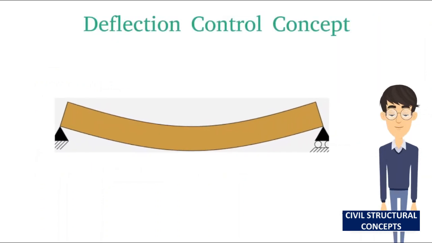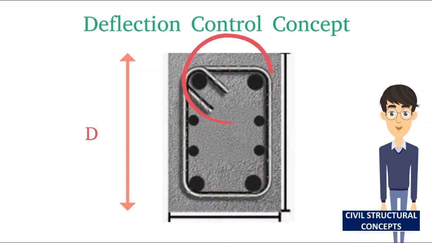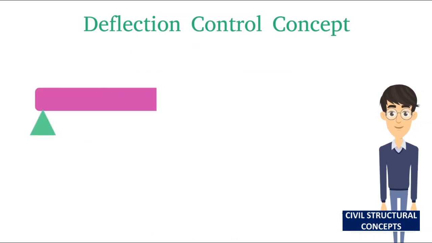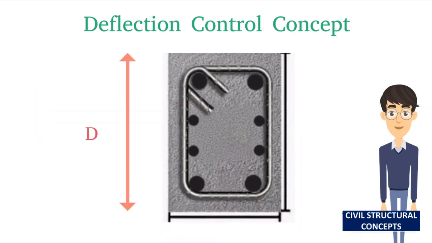Now let us talk about deflection control. Deflection is a serviceability limit state, and beam depth plays a major role in controlling deflection. If deflection exceeds permissible limits, engineers may increase the beam depth, provide compression reinforcement, or modify beam continuity. Among these options, increasing beam depth is the most effective and economical solution.